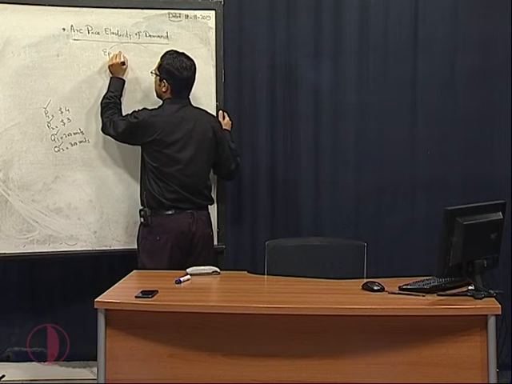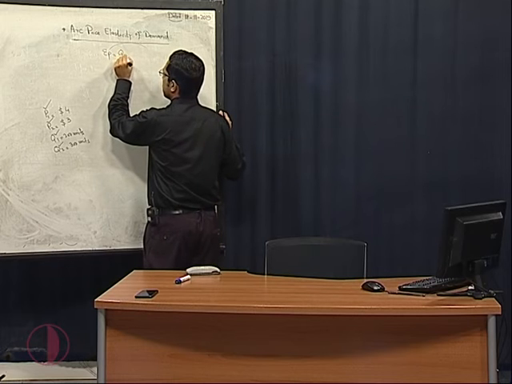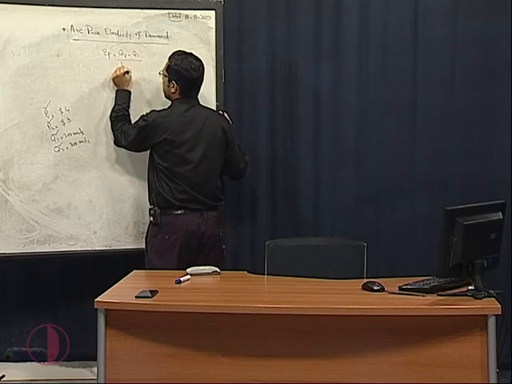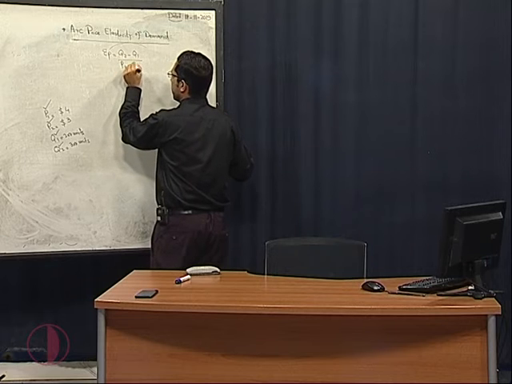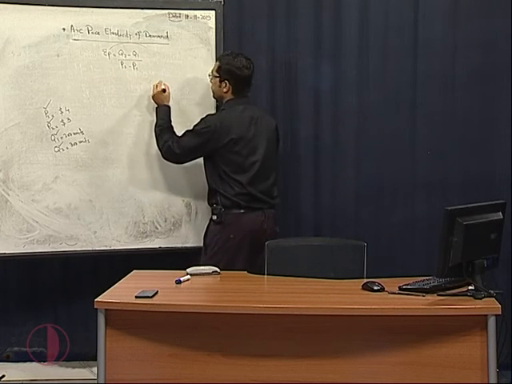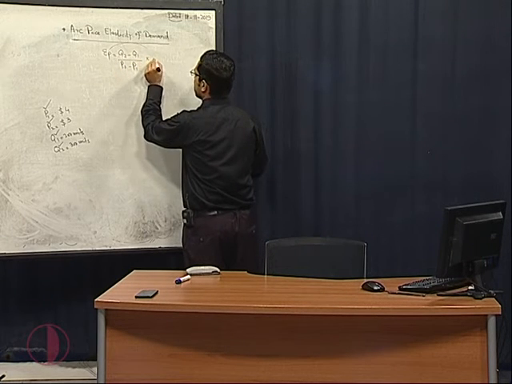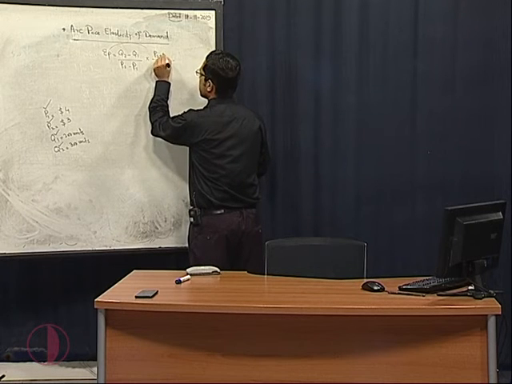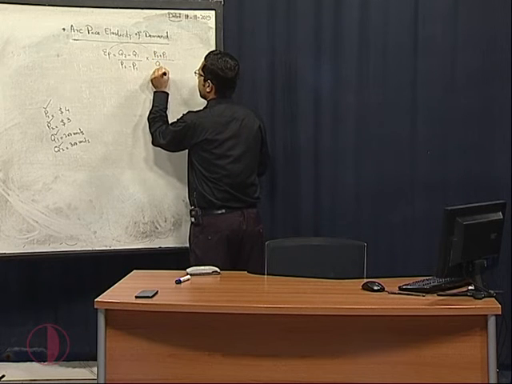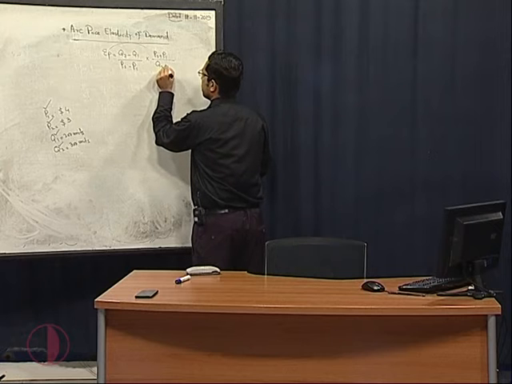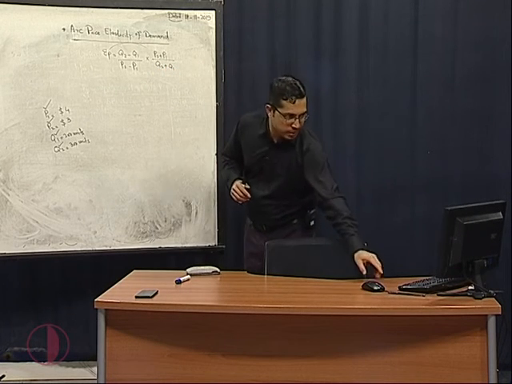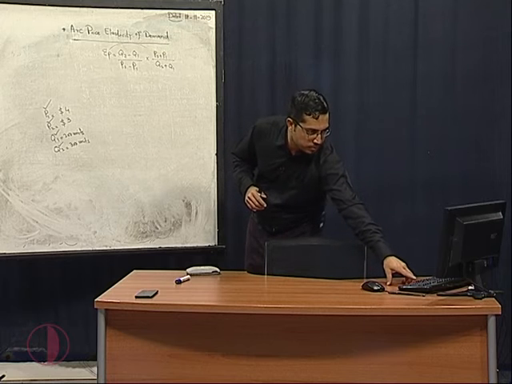This is the formula: (Q2 minus Q1) divided by (P2 minus P1), multiplied by (P2 plus P1) divided by (Q2 plus Q1). This is the arc price elasticity formula.